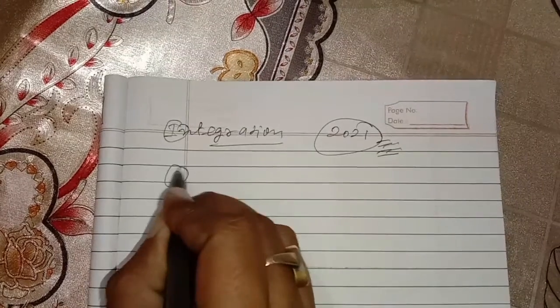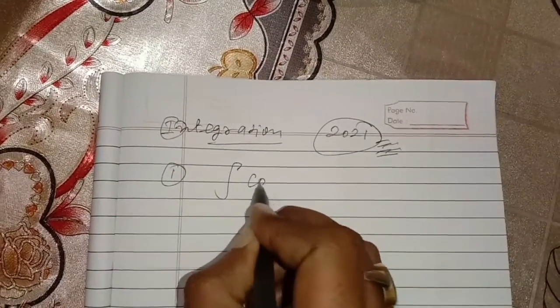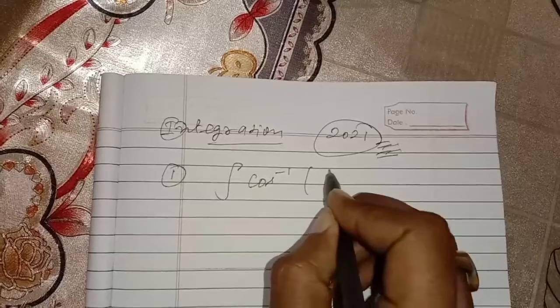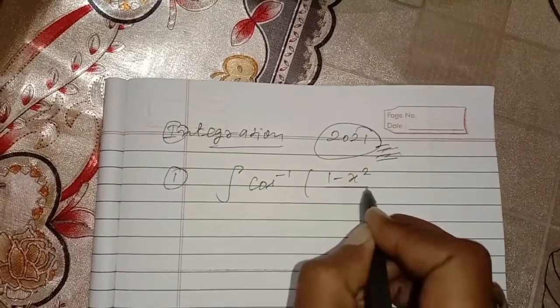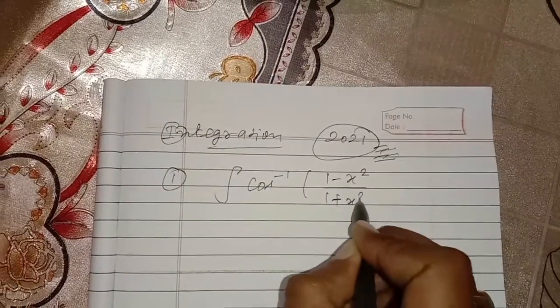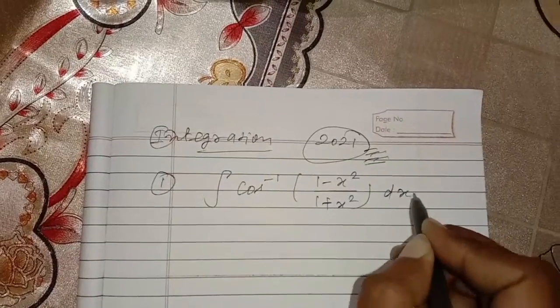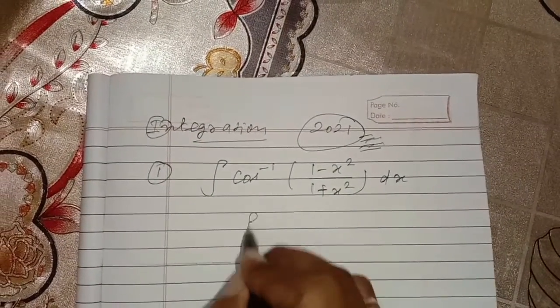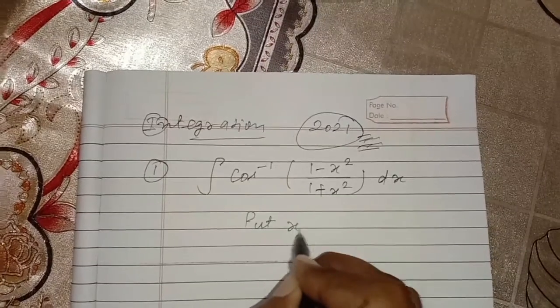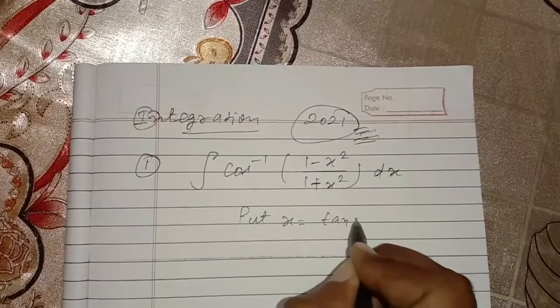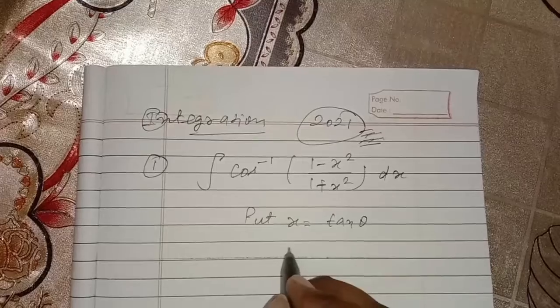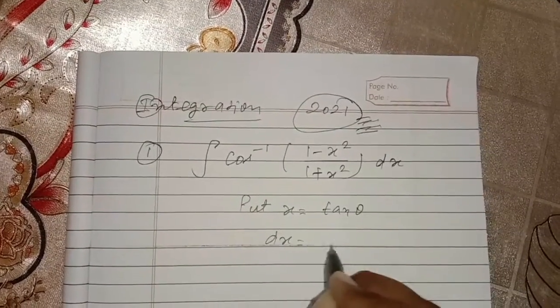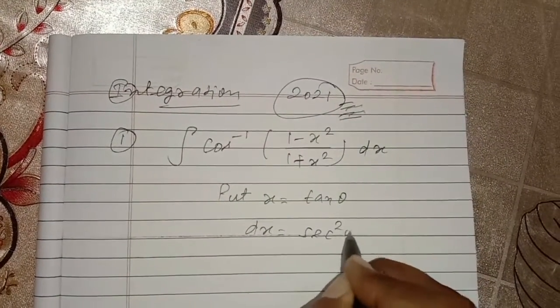The question is the integration of cos inverse of (1 minus x square) upon (1 plus x square). So how can we do this question? The first thing is to put x equal to tan theta and differentiate both sides: dx equals sec square theta into d theta.